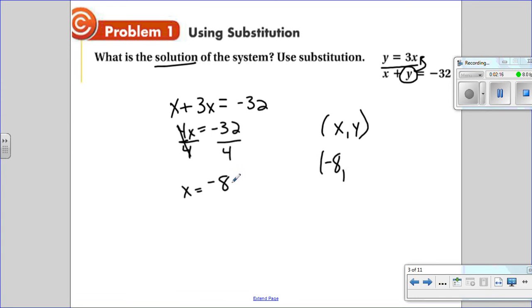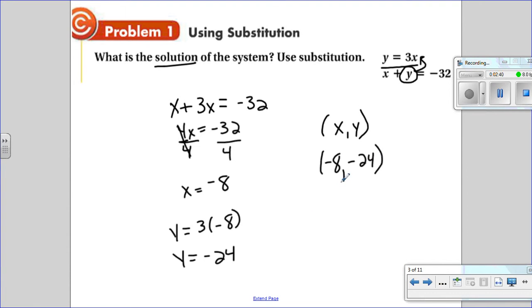We need the y. How do we get the y? Well, we plug x back into one of these equations. Either one of them works. This one's just going to be the easiest. So I took this equation and replaced the x with negative 8. And that gives us y equals negative 24.